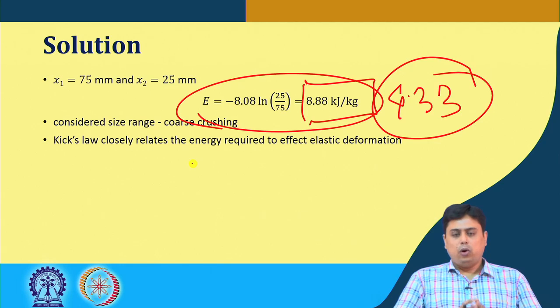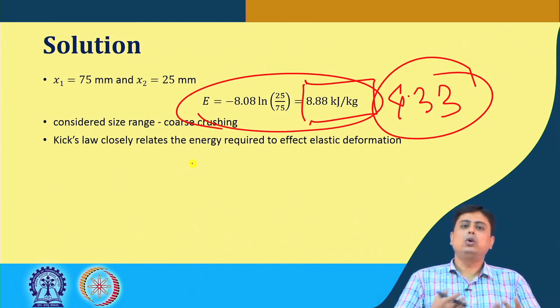So, I hope the reason for selecting Kick's law prediction is clear for this problem, and in general how you decide when such a problem occurs. You can calculate this energy requirement by all three methods, Kick's, Rittinger's and Bond's, and if you have to choose, then look at the size reduction ratio.